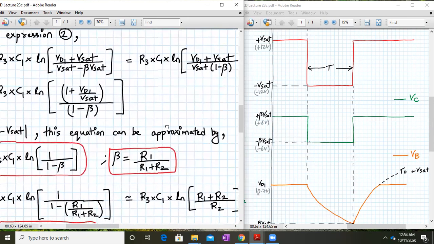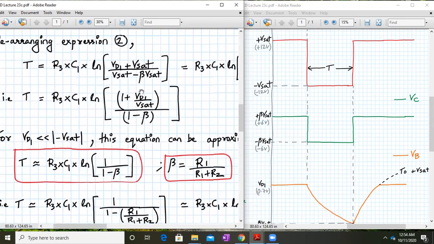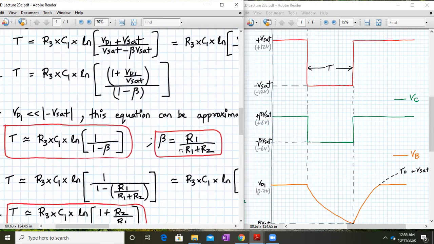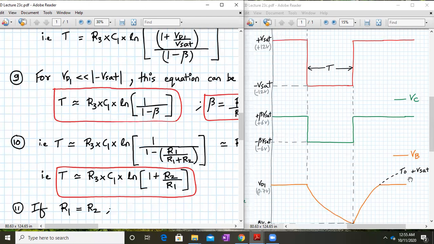So your VD1 we consider to be very, very small compared to that VSAT value. So this equation can be approximated as follows. Here the term VD1 upon VSAT is negligible. So we have only 1 in the numerator. So T is approximately given by R3 into C1 into natural log of 1 divided by 1 minus beta, where beta is given by R1 divided by R1 plus R2. I hope that this point is clear.